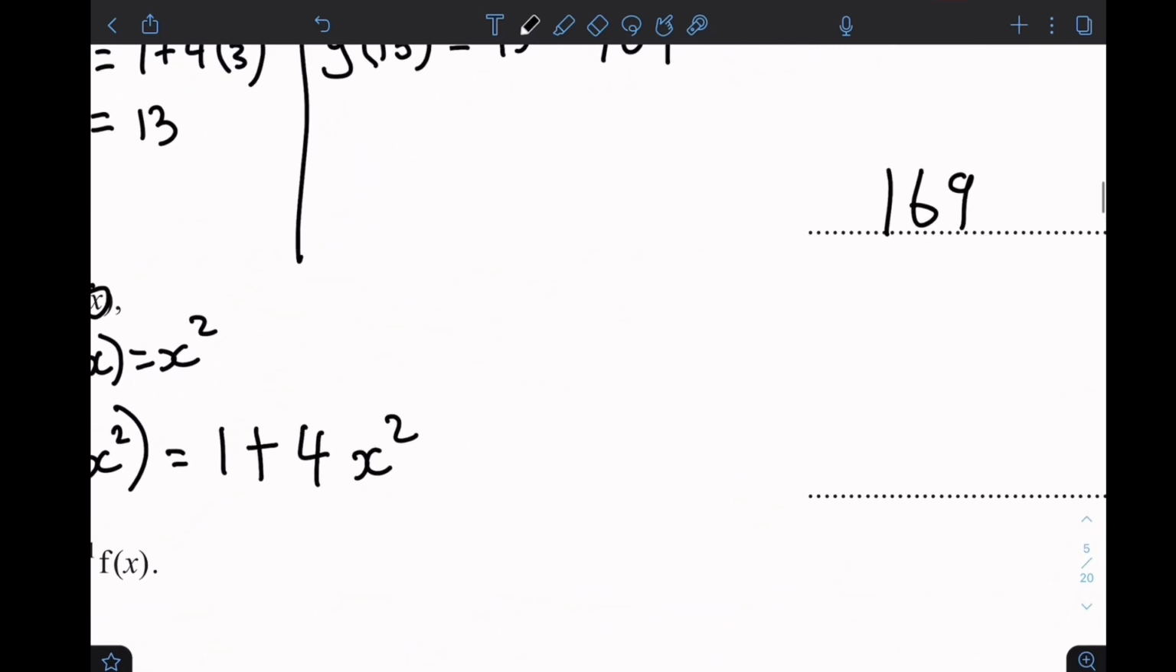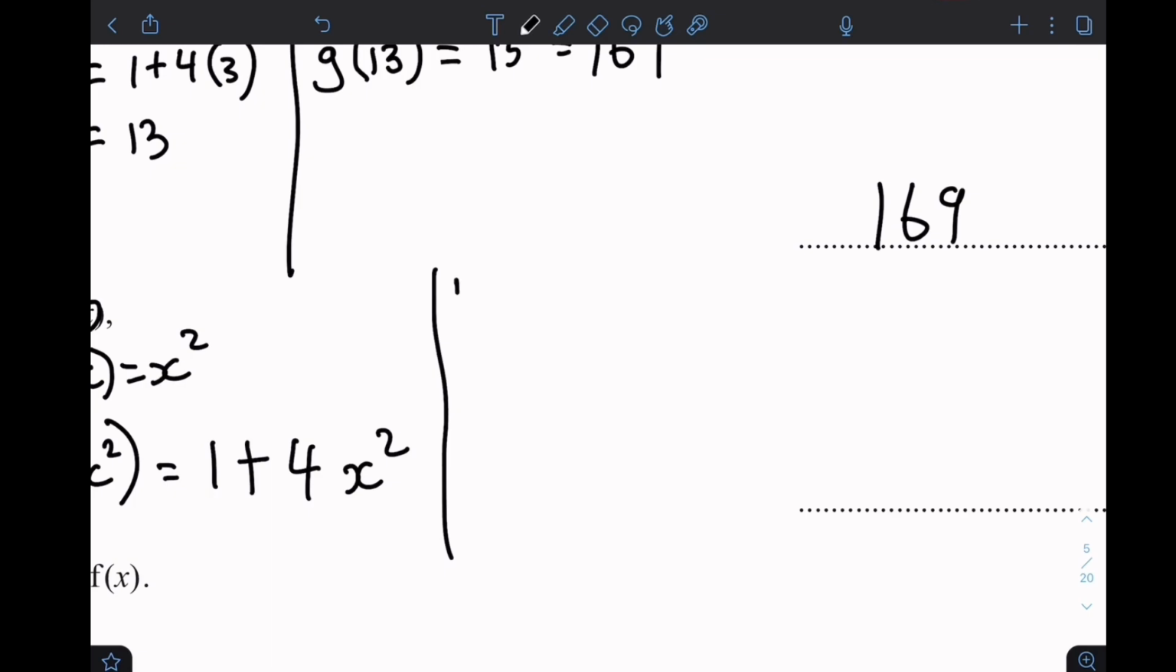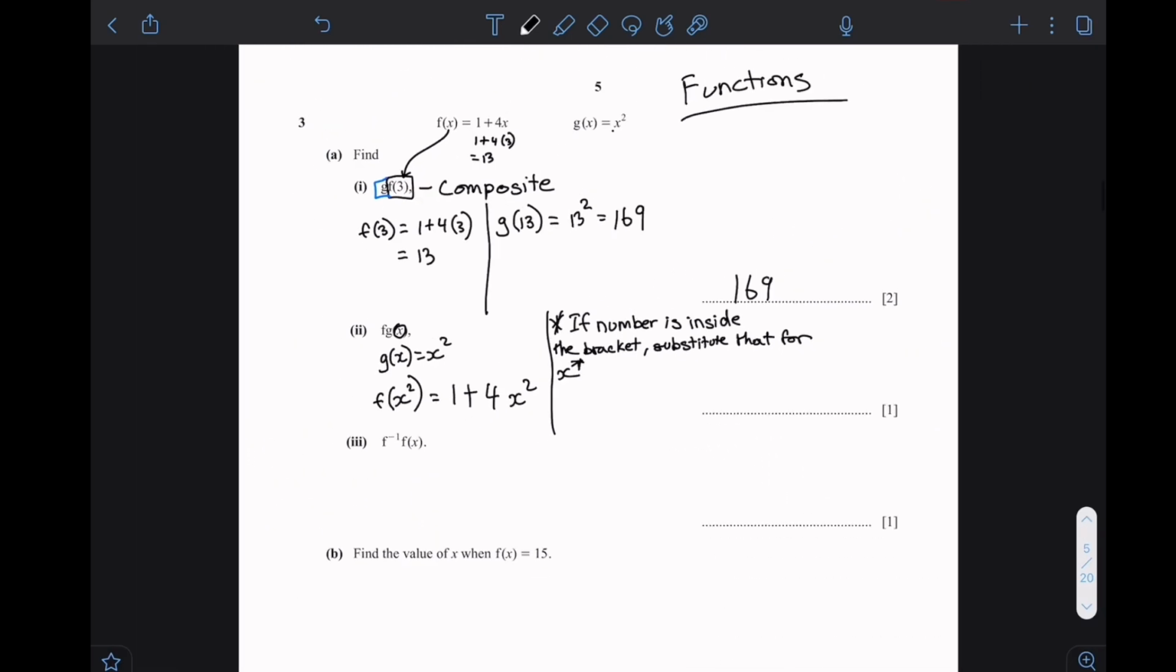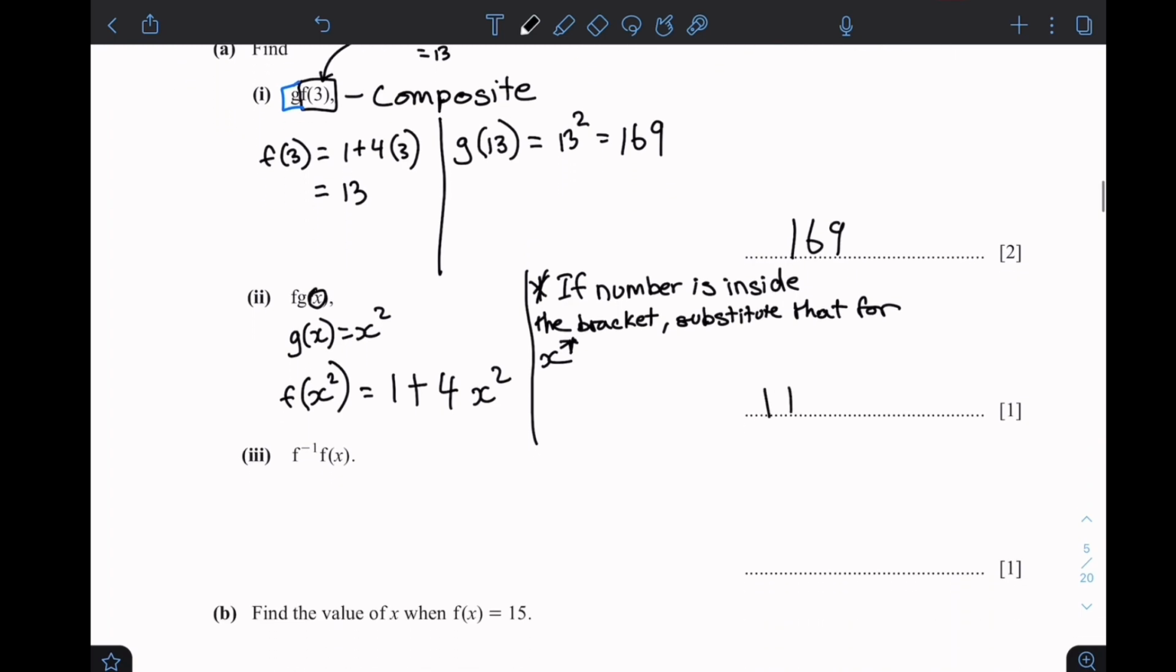I'll just write it over here for your purposes. If a number is inside the bracket, substitute that for x, okay? So that's a point to note. So the answer to this is 1 plus 4x squared.